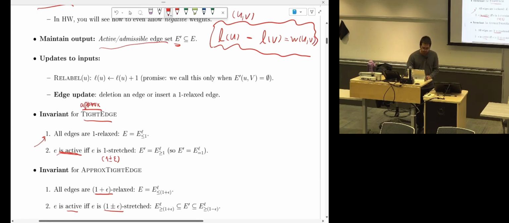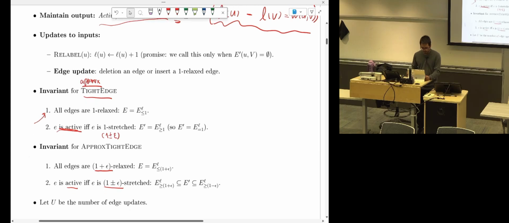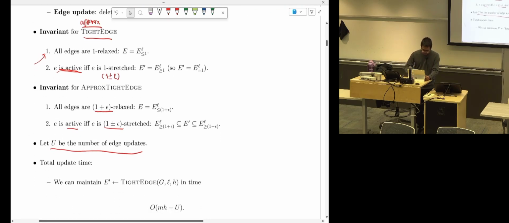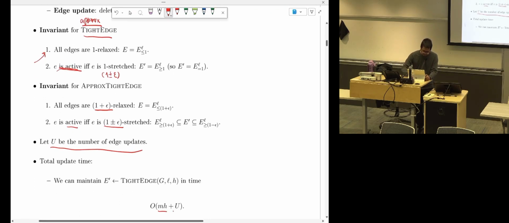What's the running time of tight edge? If U is the number of edge updates, then the running time is just something like mh plus u.